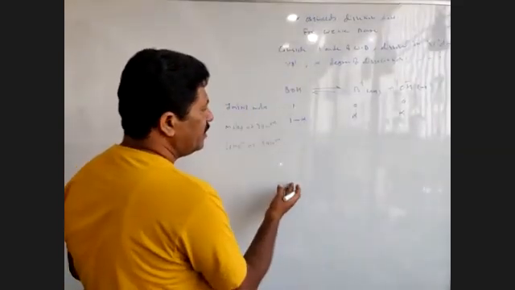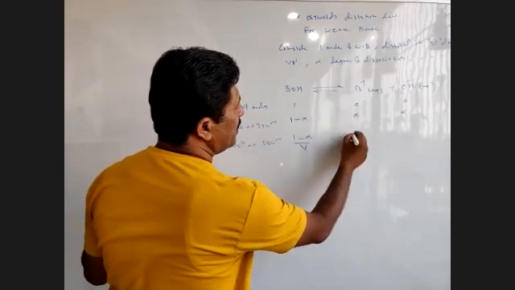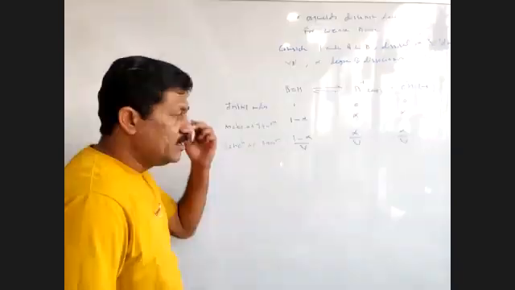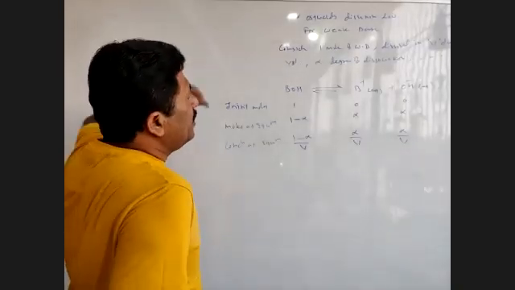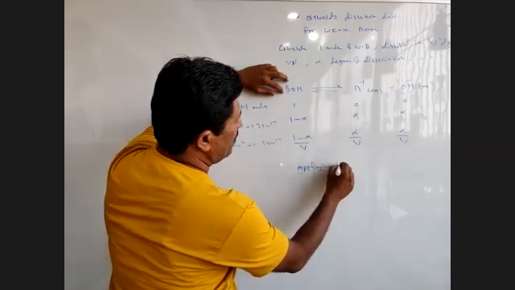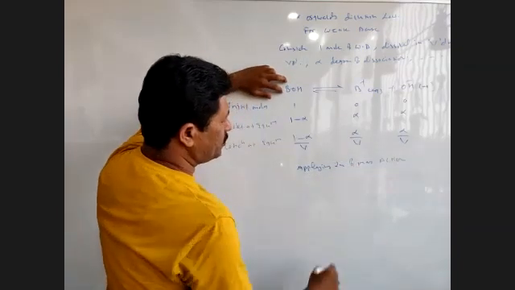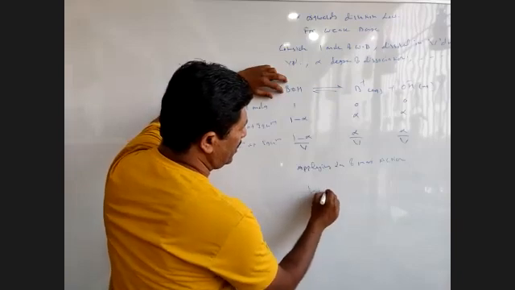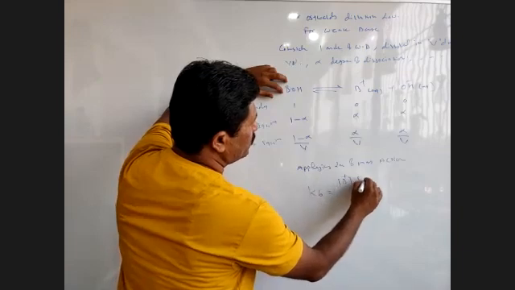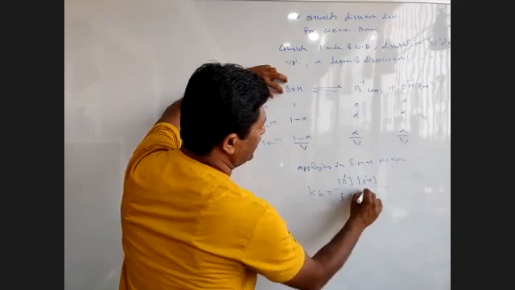What is concentration? Number of moles upon volume. So the number of moles are 1 minus alpha upon V, alpha upon V, and alpha upon V. So these are the values of concentration we can calculate. Now, applying the law of mass action to this equation, what will we get? Kb is equal to concentration of B⁺ into concentration of OH⁻ upon concentration of BOH.